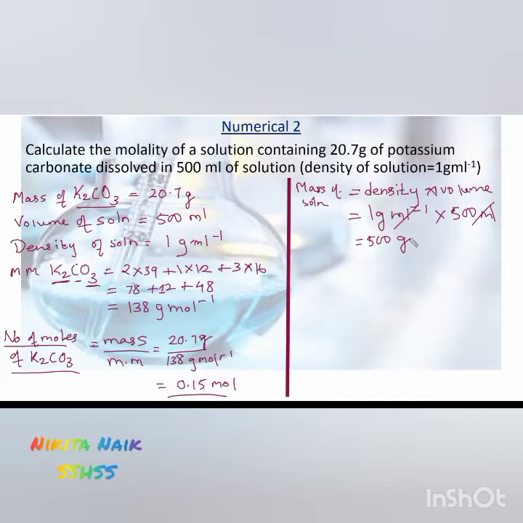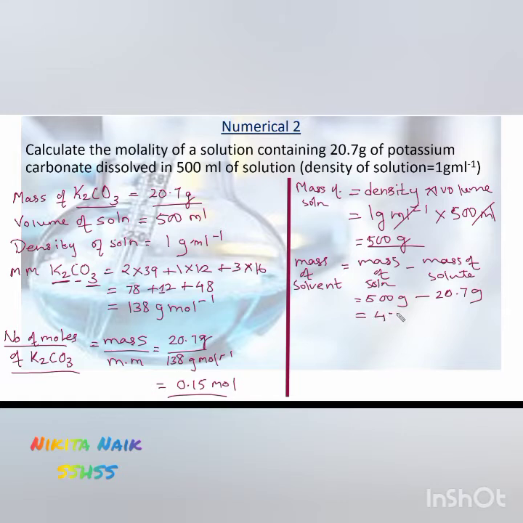Thus we are getting now here mass of solution. In the formula we need mass of solvent. So here we can find out mass of solvent will be equal to mass of solution minus mass of solute, and that will be equal to 500 gram, that is the mass of solution, and mass of the solute is 20.7 gram, and here we are getting the answer as 479.3 gram. So we are getting here mass of solvent as 479.3 gram.